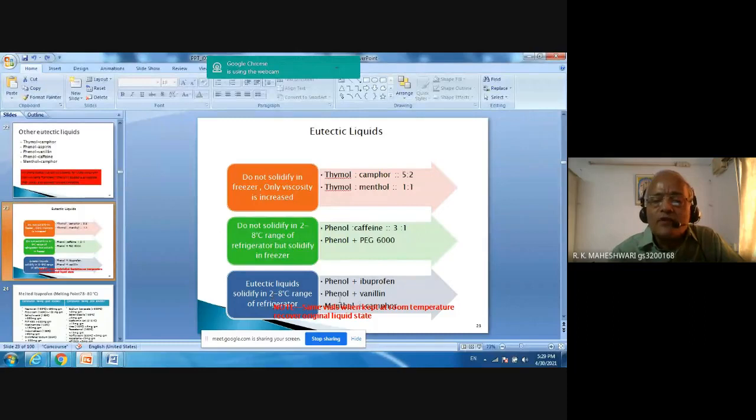Similarly, phenol and vanillin, this eutectic also, and menthol and camphor, this also like this. Okay, now coming to another slide.